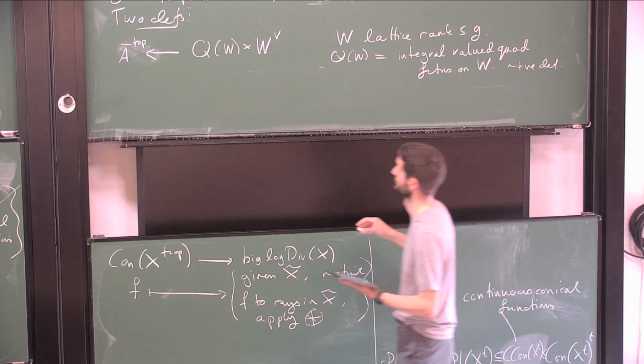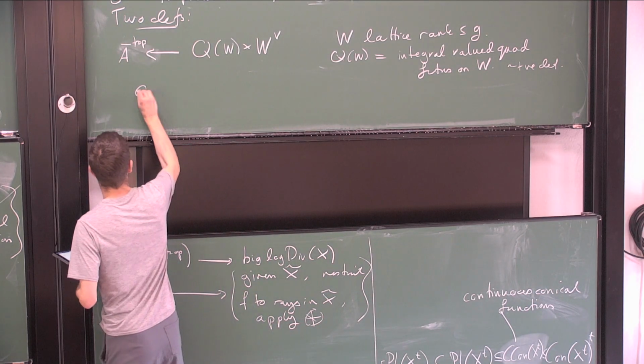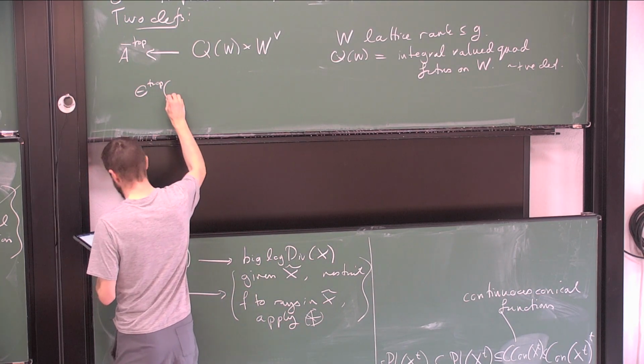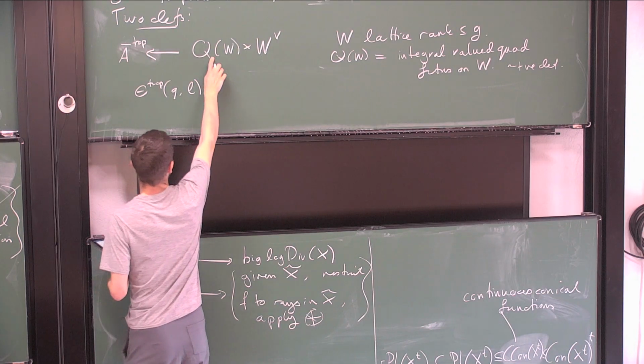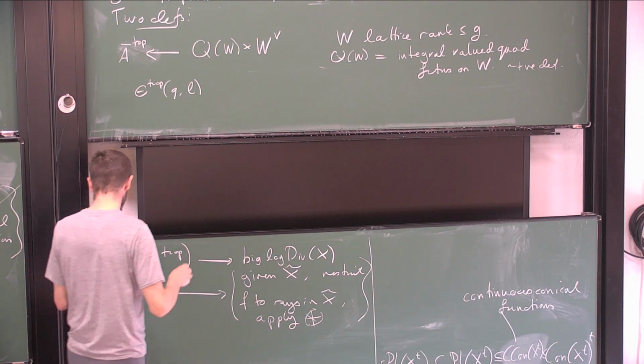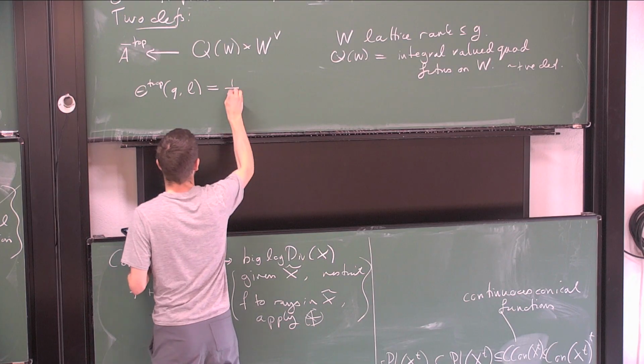Okay, and then I can just write down this tropical theta function. If Q is the quadratic function and L is the linear thing, then I can write a formula, which is very unhelpful.